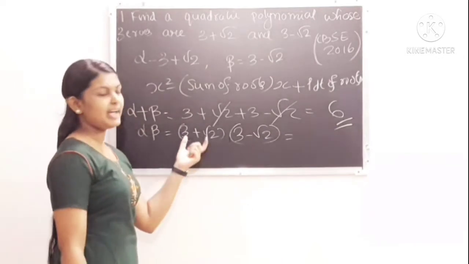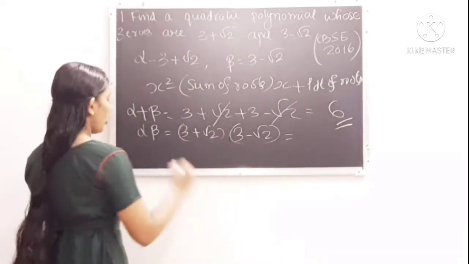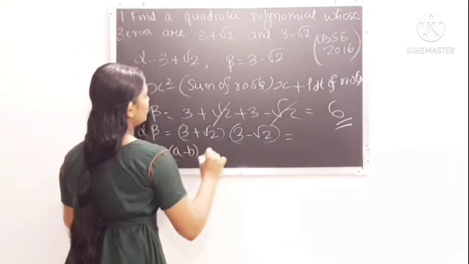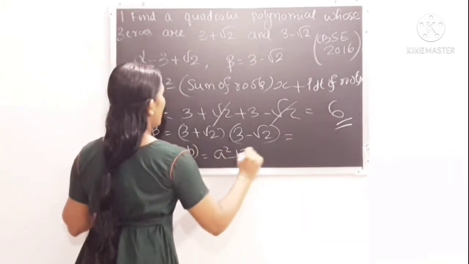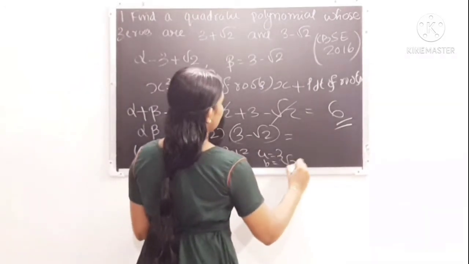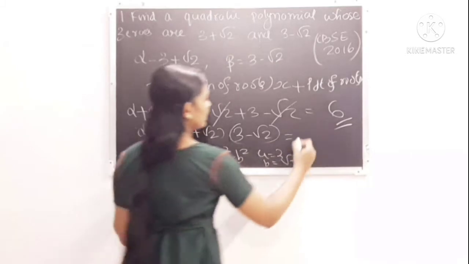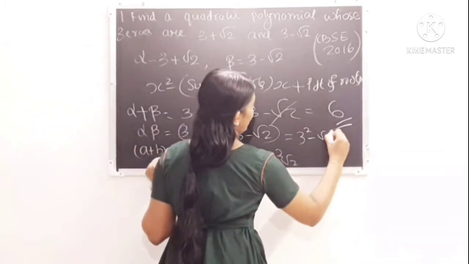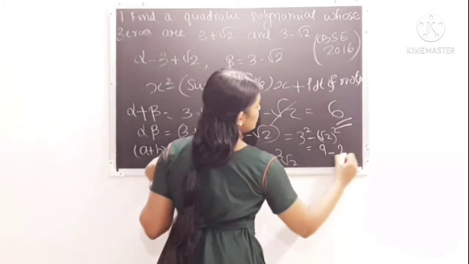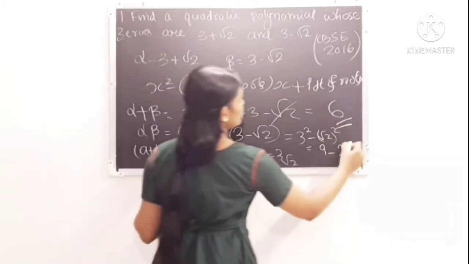This is of the form a plus b into a minus b. We already studied that a plus b into a minus b is equal to a square minus b square. And here a is equal to 3 and b is equal to root 2. So a square minus b square is equal to 3 square minus root 2 square, which is equal to 9 minus 2, and that is equal to 7.